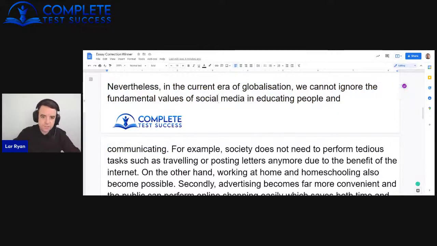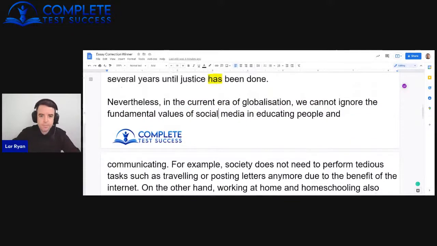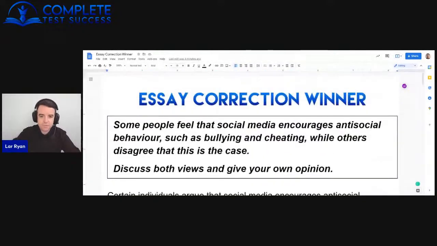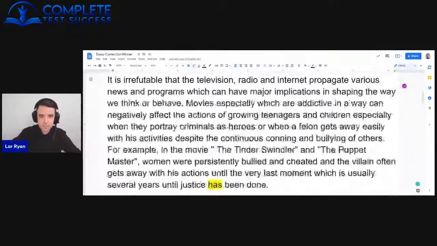Okay, so now we're talking about social media. That's good. But remember, we're not just talking about the benefits of social media. We're talking about why people disagree with this opinion. So we have one group of people saying social media encourages antisocial behavior. We have one group of people saying social media does not encourage antisocial behavior. And the response has to be saying why some people have the first view, why some people have the second view, and then your own opinion on that argument. So that's what we need.